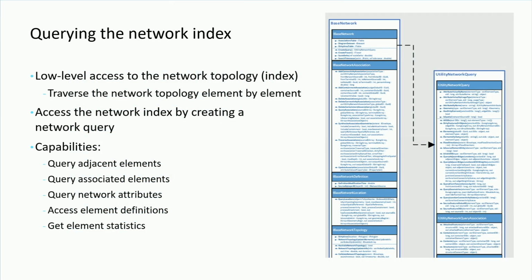Now that we have the diagram out of the way, there is an interface called IUtilityNetworkQuery. You can use this to traverse your elements, basically. And to get the utility network query, it's essentially the create query object on your base network.